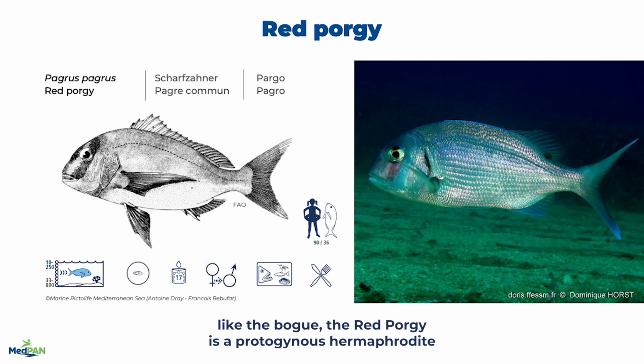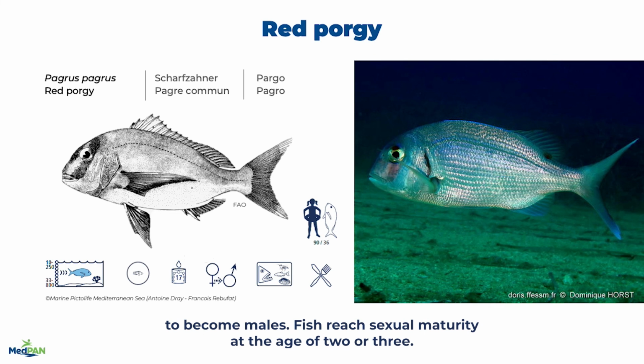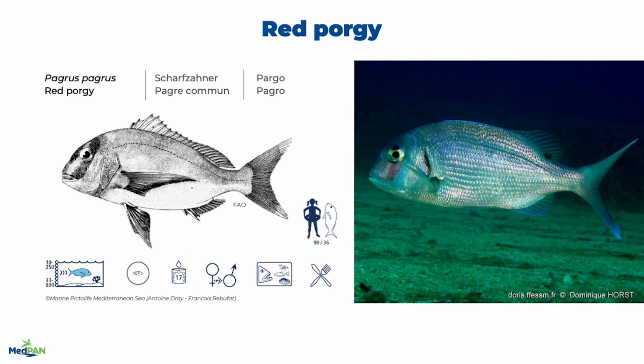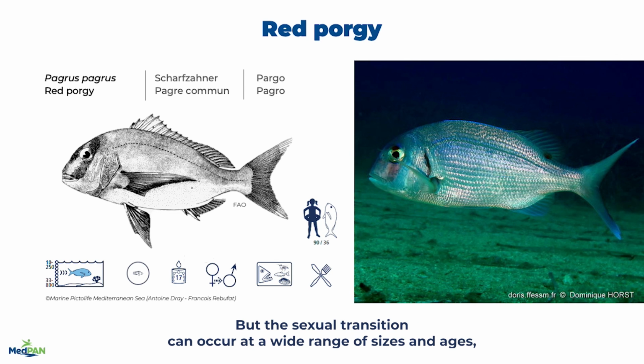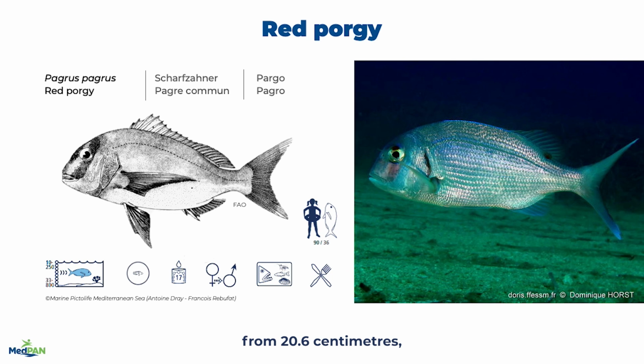Like the bogue, the red porgy is a protogynous hermaphrodite, meaning that most individuals start life as females and then change sex to become males. Fish reach sexual maturity at the age of 2 or 3, but the sexual transition can occur at a wider range of sizes and ages, from 20.6 cm to 41.7 cm in total length, and from 2 to 9 years of age.